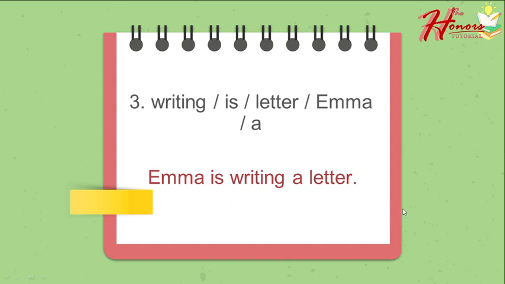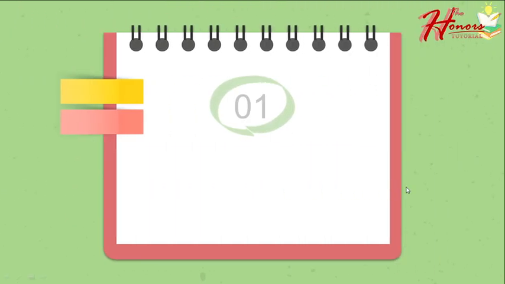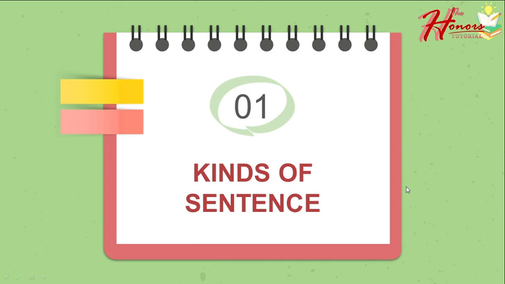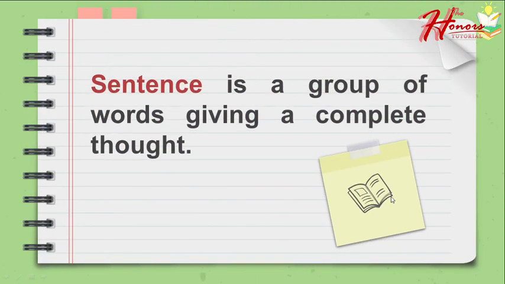Good job. Okay, so now, do you have any idea on what is our topic for today? Alright, so for today, we are going to discuss the sentence and its kinds. Before we proceed with the different kinds of sentences, let us identify first what is the meaning of sentence. When we say sentence, it is a group of words giving a complete thought.